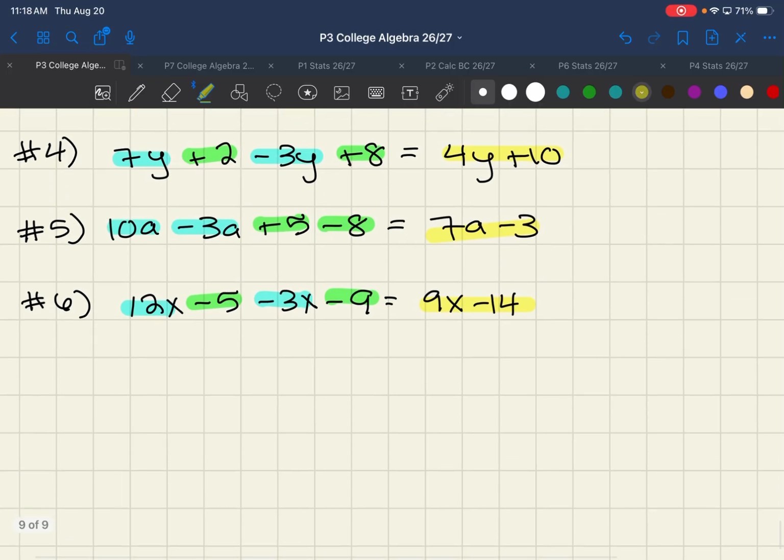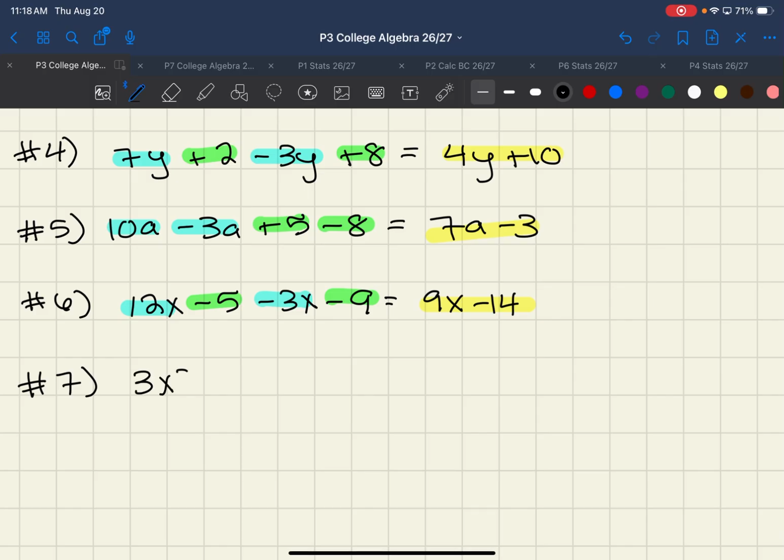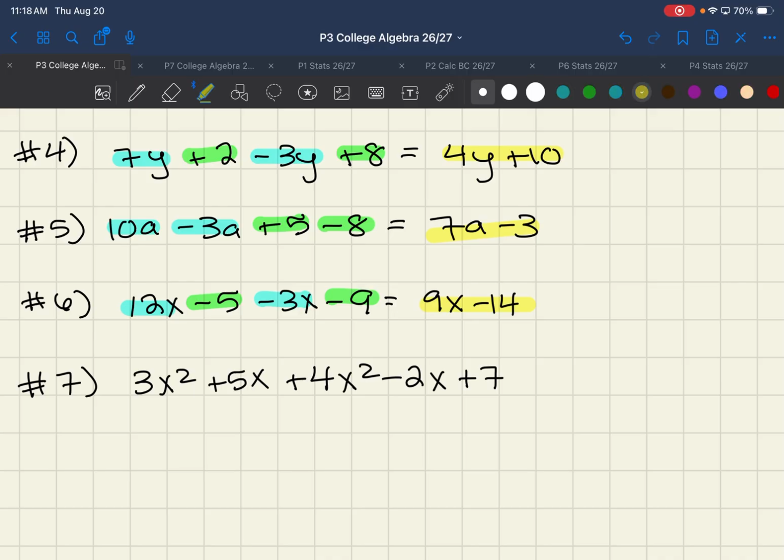Okay, so now we're going to add some more variables in here. So we have 3x squared plus 5x plus 4x squared minus 2x plus 7. Okay, so now instead of just 2 like terms, we have how many? 3 like terms. So we have 3x squared, which is going to go with 4x squared. We have 5x, which is going to go with negative 2x. And then what about that 7?